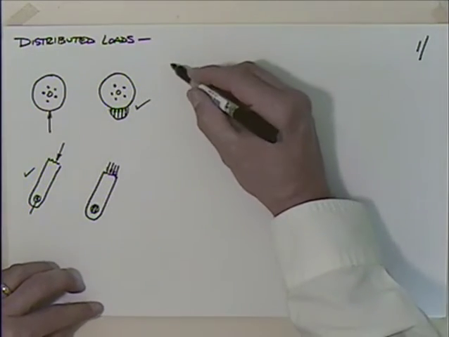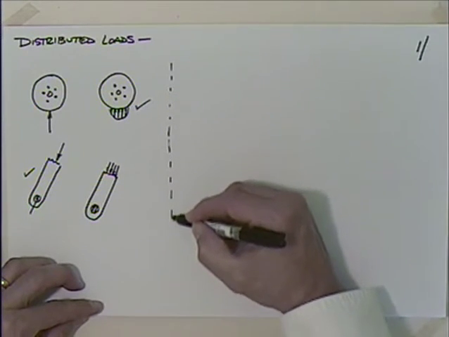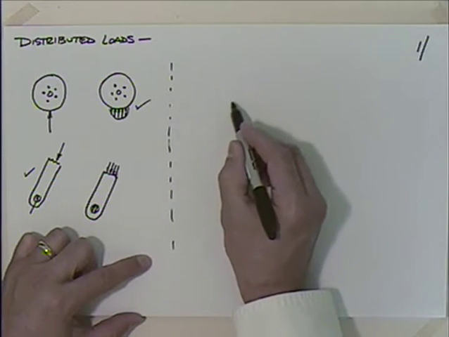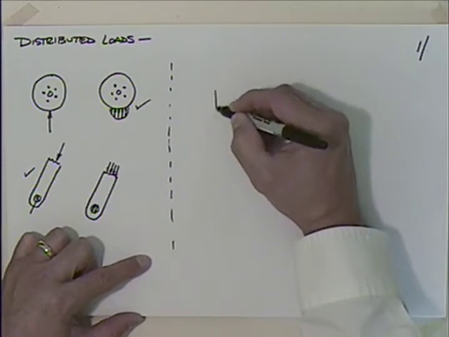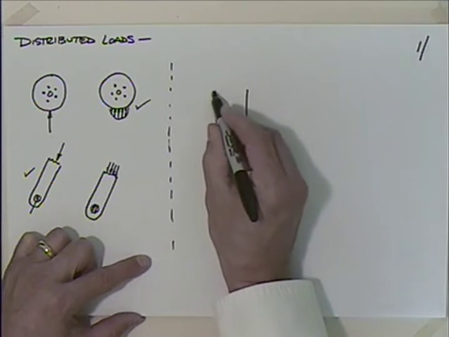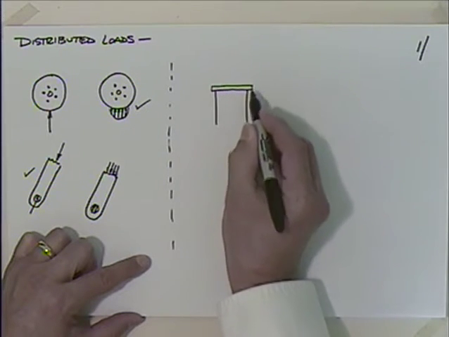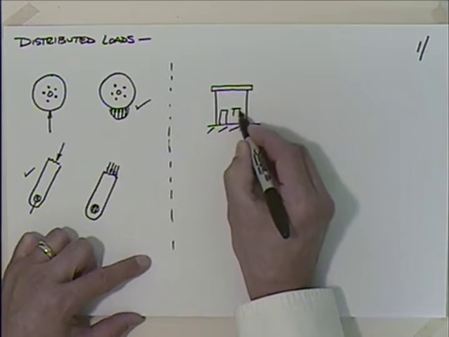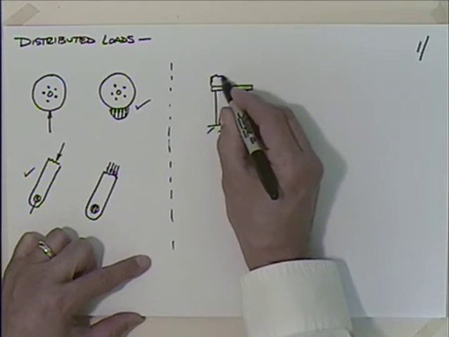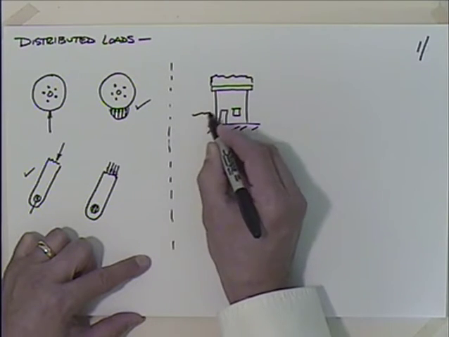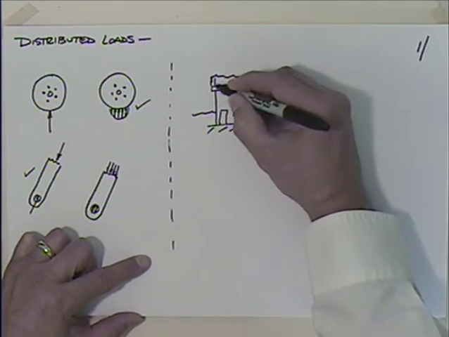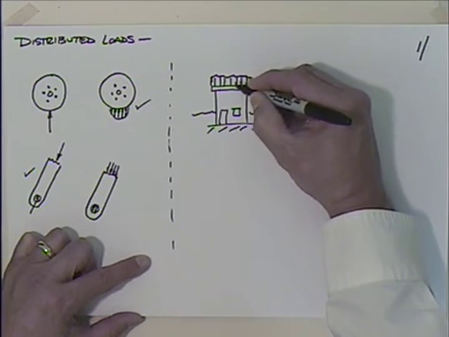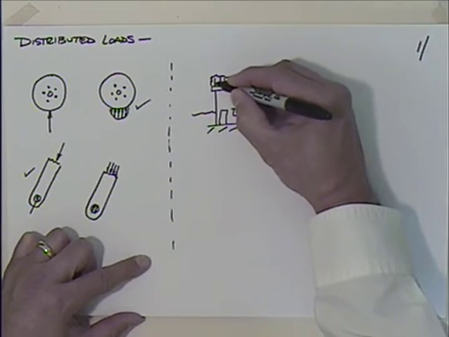Where we really need to think about a distributed load is when we get into things like dead loads or snow loads, maybe in a building. Let's say that we have a building, and I'll keep it really simple here. We've got a nice flat roof, or virtually flat, and if we look at snow on this, it's snowed, and we have snow out here. We would want to model that certainly with a distributed load.